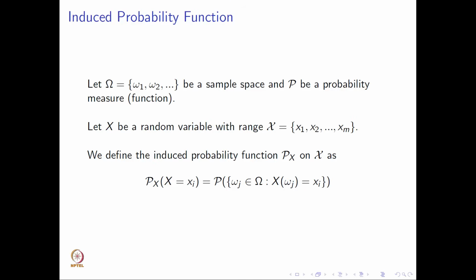From the previous example, we can define the concept of the induced probability function. Let omega be a sample space and P be a probability measure. Let x be a random variable which takes values in the range x1 to xm. The induced probability function P_X on x is defined as P_X(X = xi) equals the probability of the event comprising of the elementary outcomes omega_j such that the random variable x maps omega_j to the value xi.